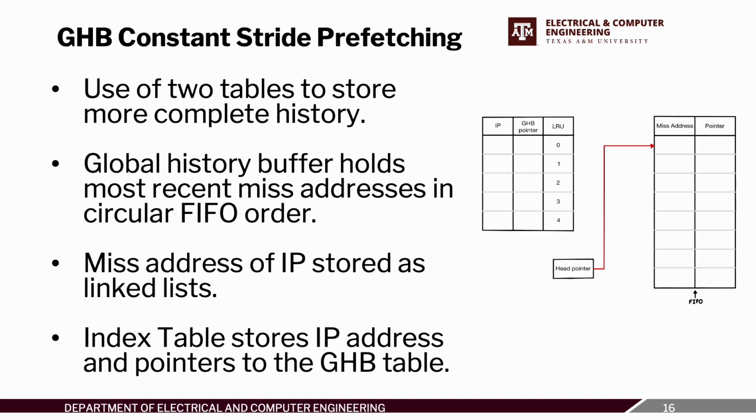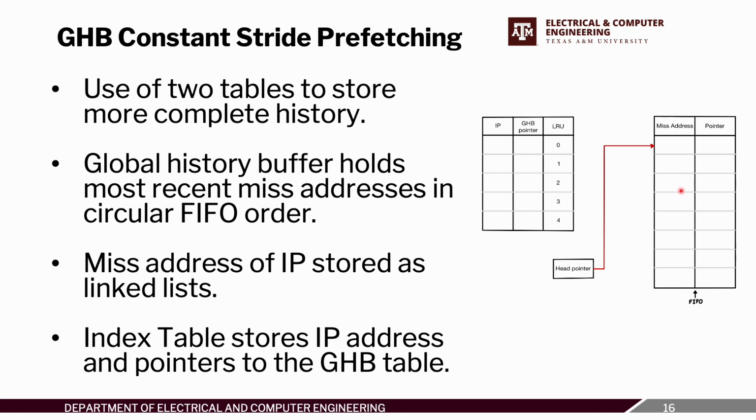The second prefetcher we implement is the global history buffer constant stride prefetching. This is an implementation on top of the IP stride prefetching we saw before, except that it decouples the tables into two so that we can store a more complete history of misaddresses. This is done by storing an index table and a global history buffer. The index table consists of the IPs along with pointers to the global history buffer. The global history buffer consists of the misaddresses and pointers which point to within the global history buffer entries.